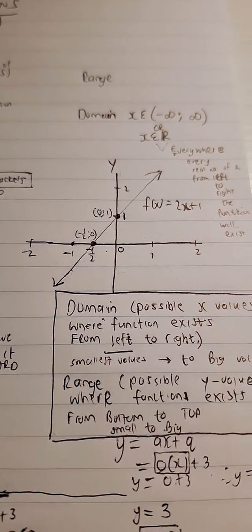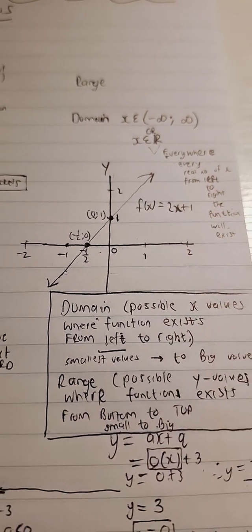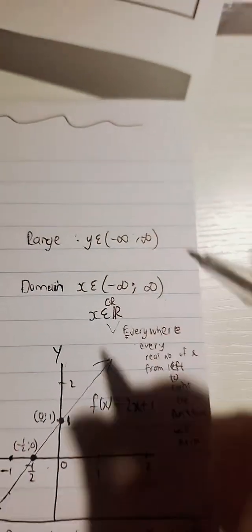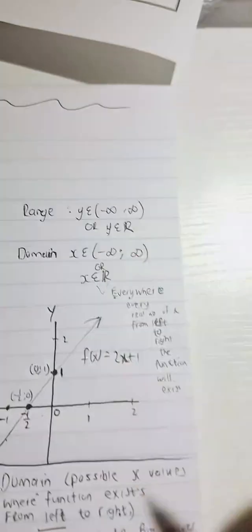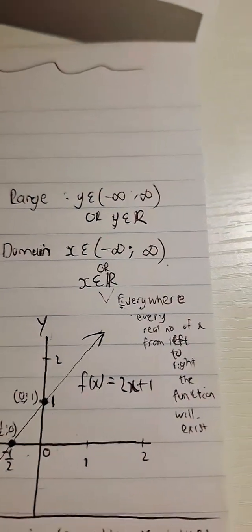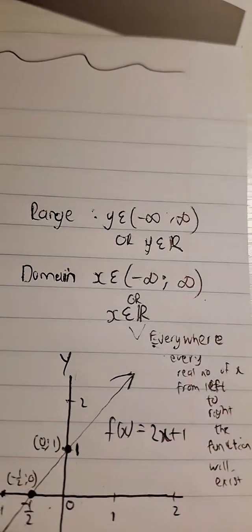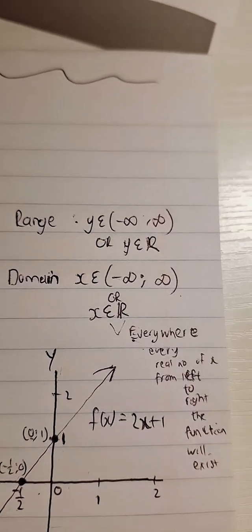Yes, Nontle, thank you so much. Nontle and Wild Wonder Boy, you've got it right. Your range this time round will also be y is an element of negative infinity to positive infinity. This is one way of writing the answer. Or you could say everywhere we go, there's all the y values you can imagine, the function will exist. Y is an element of R.